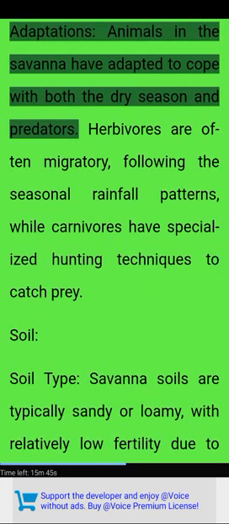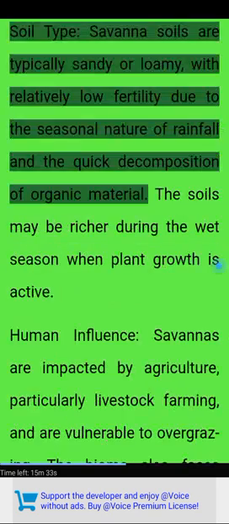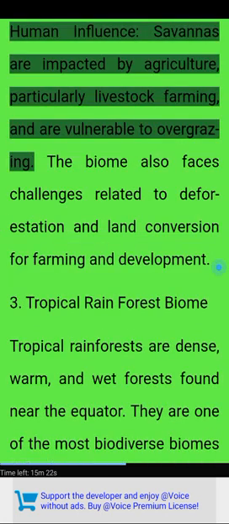Adaptations. Animals in the savanna have adapted to cope with both the dry season and predators. Herbivores are often migratory, following the seasonal rainfall patterns, while carnivores have specialized hunting techniques to catch prey. Soil. Soil type. Savanna soils are typically sandy or loamy, with relatively low fertility due to the seasonal nature of rainfall and the quick decomposition of organic material. The soils may be richer during the wet season when plant growth is active.